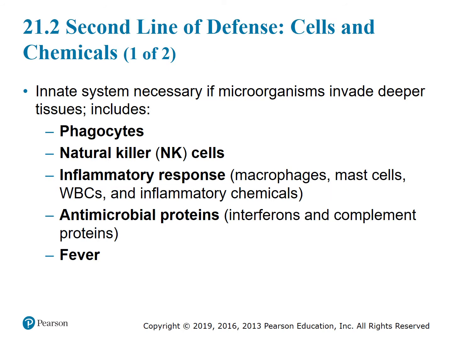Section 21.2, second line of defense, cells and chemicals. So the innate system is necessary if microorganisms invade deeper tissues, and this includes phagocytes, natural killer cells, the inflammatory response, which includes macrophages, mast cells, white blood cells, and inflammatory chemicals, and antimicrobial proteins, such as interferons and complement proteins, and of course, fever.